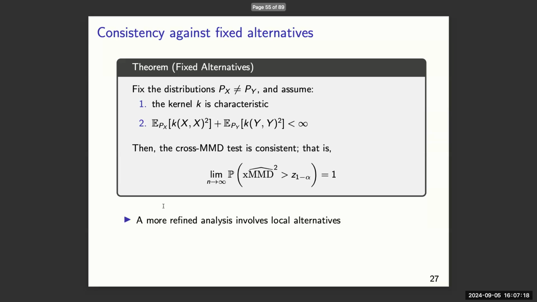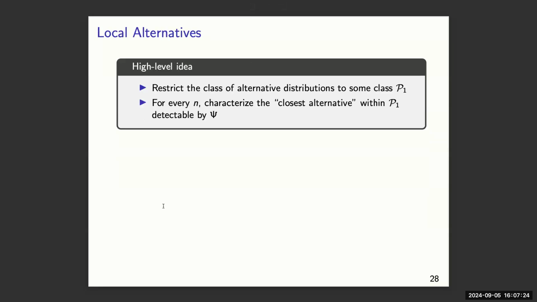But a more interesting result is to understand its performance against local alternatives. Let me describe what local alternatives are. At a very high level, we do two things. We first restrict our attention to some smaller class of alternatives. Then we want to find out, for every sample size n, what is the closest alternative in this family of possible alternatives that can be detected by our test psi.